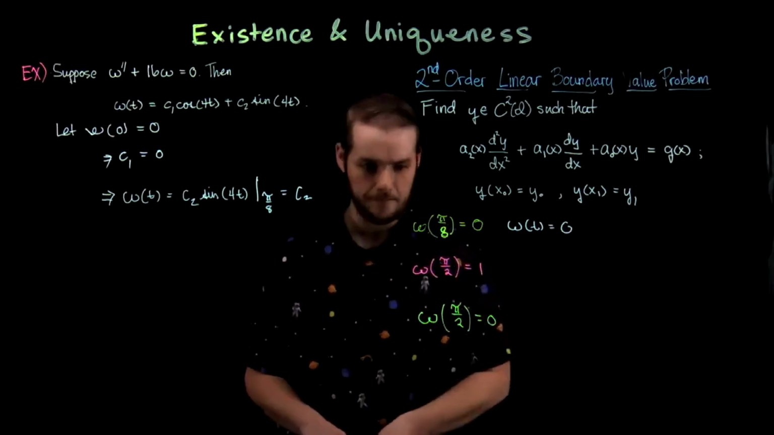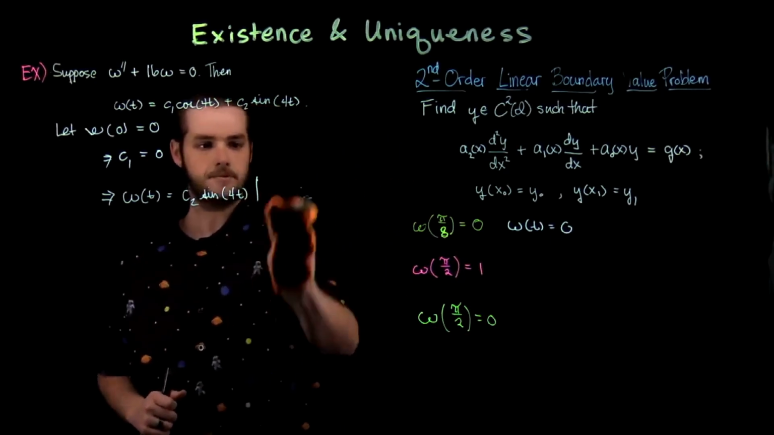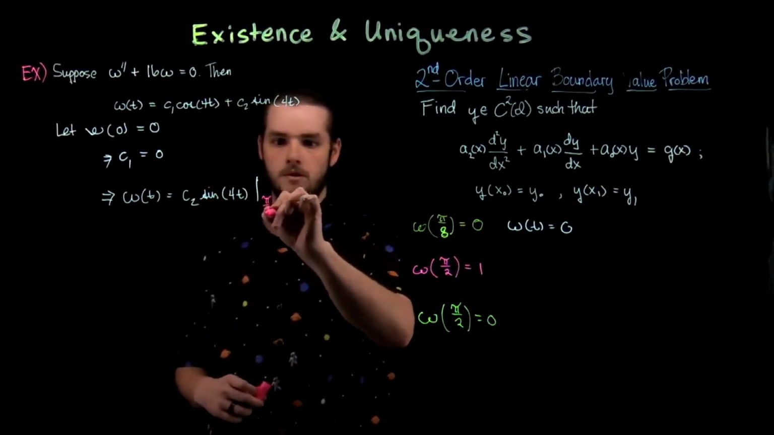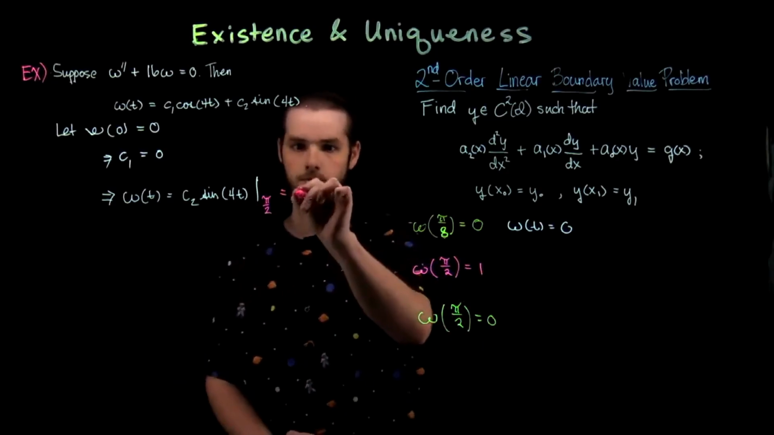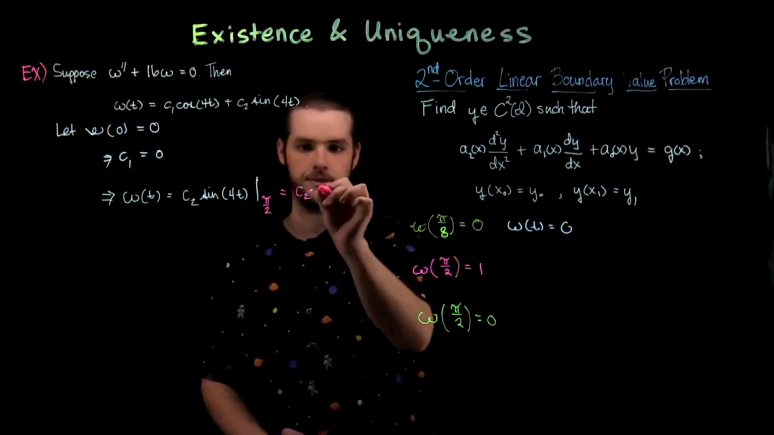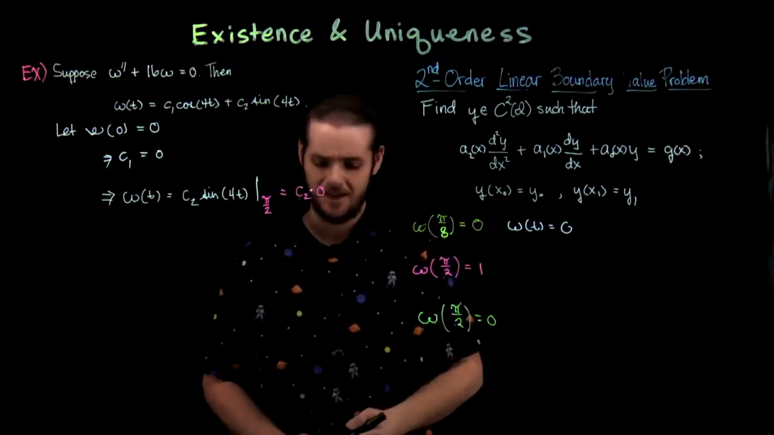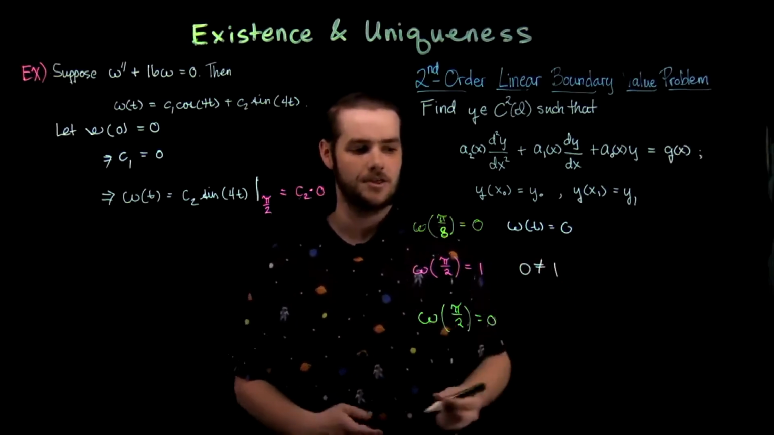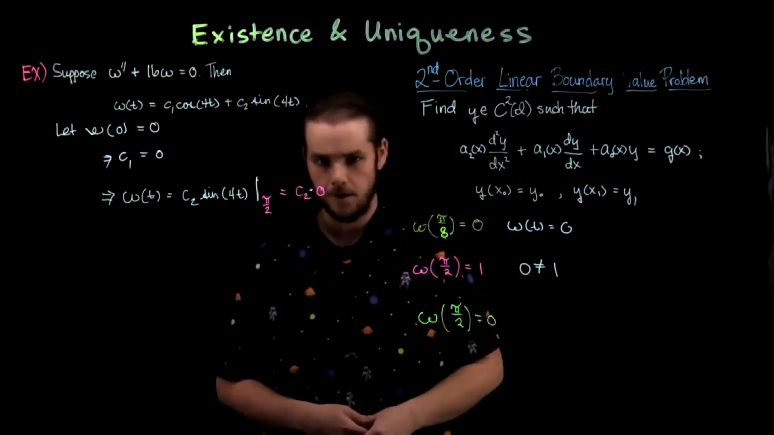Let's take a look at a different one then. Let's say I give it a go at pi over 2. Well, I will get c2 times sine of 2 pi, which is 0, and 0 equals 1. Well, that never happens, right? It's not possible for 0 to equal 1. So here, I don't even have a trivial solution. I just have no solutions at all.